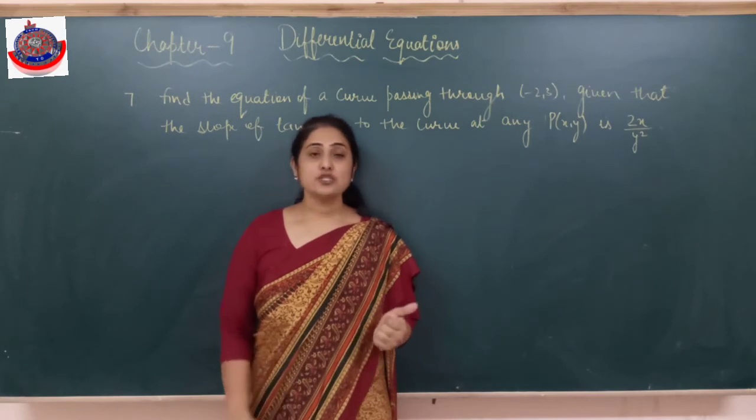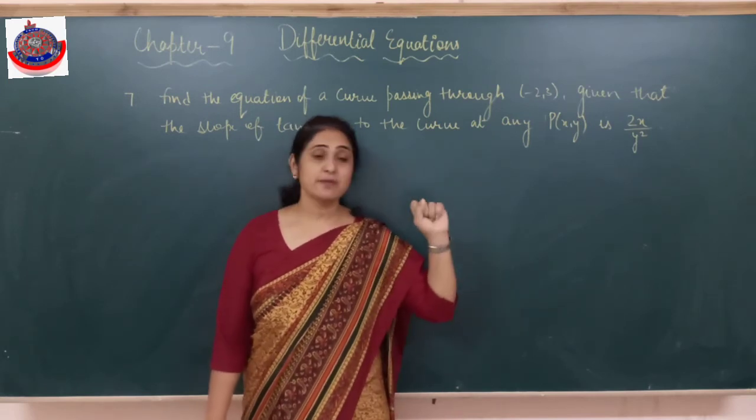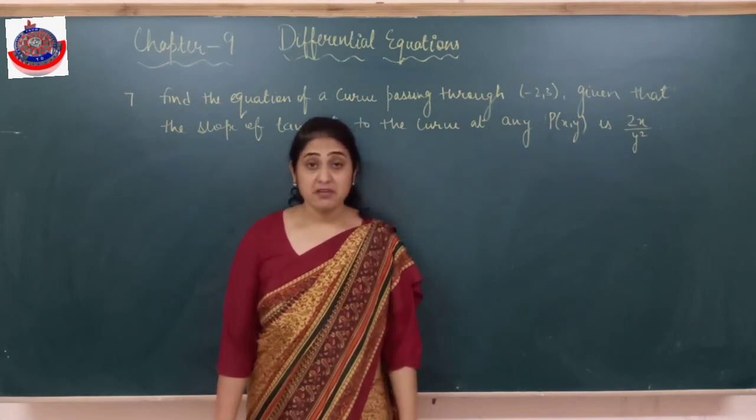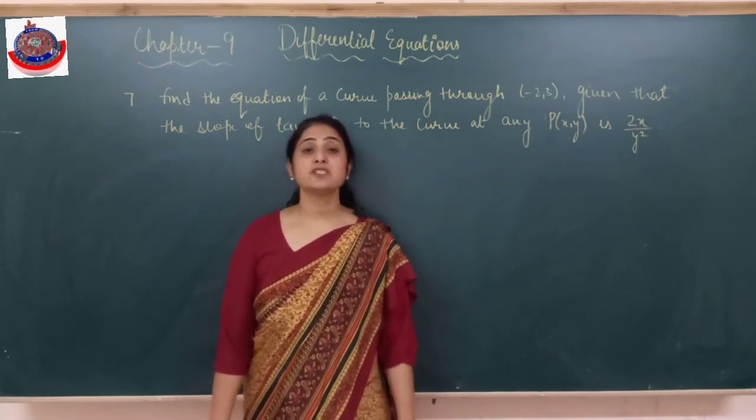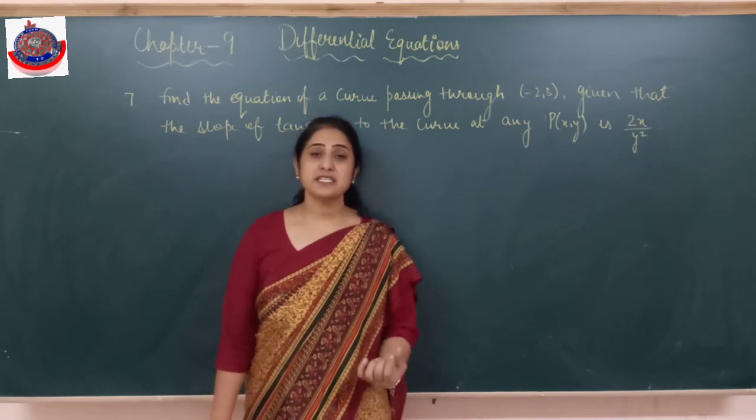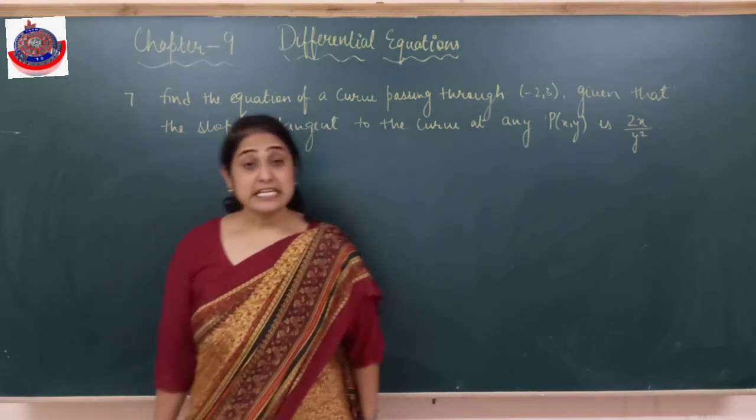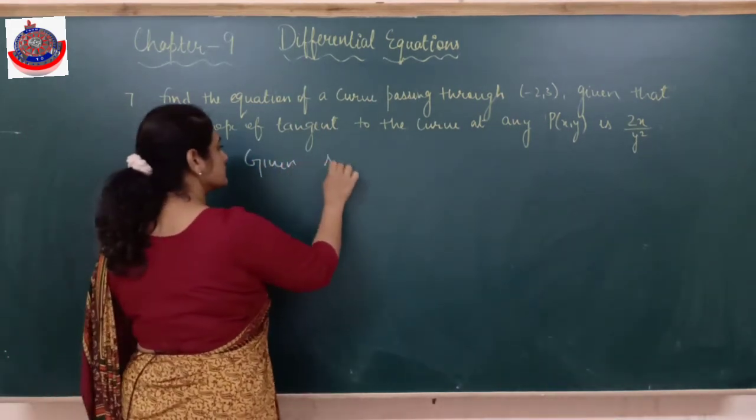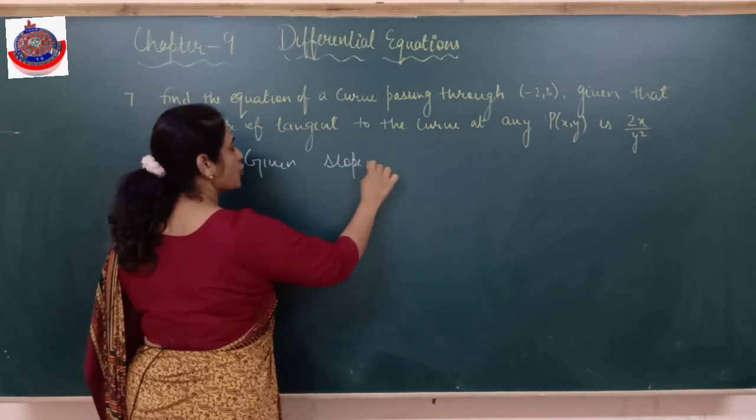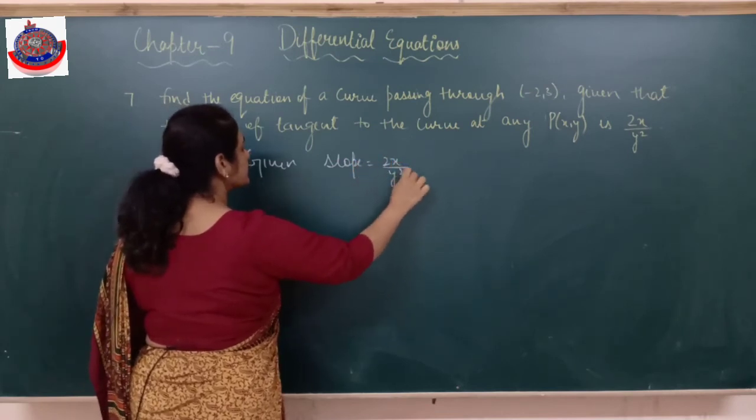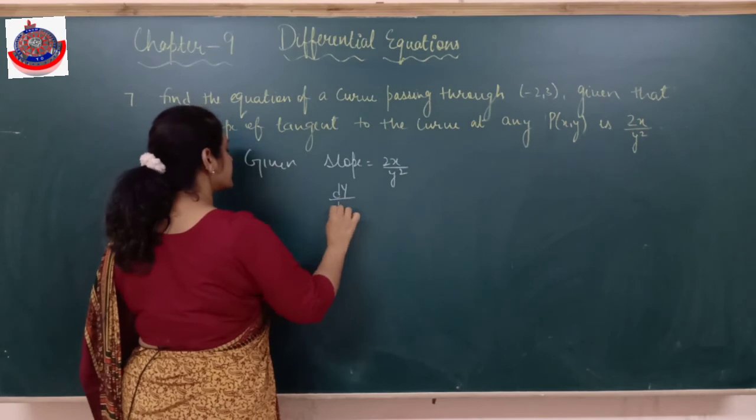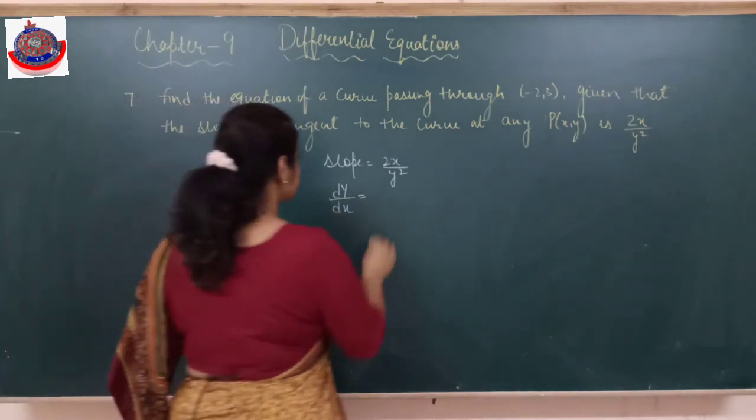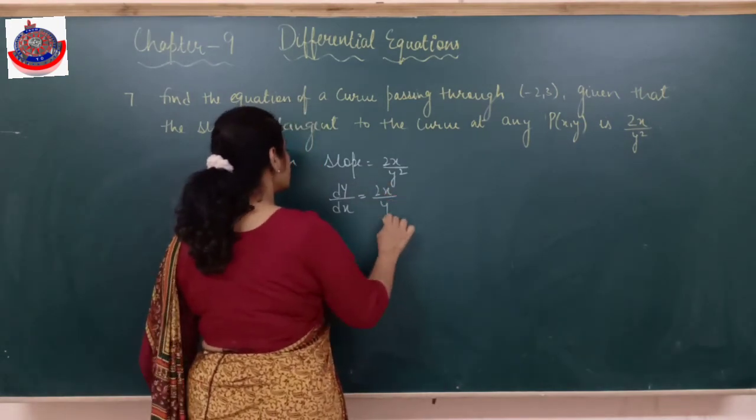Now it says the slope of the tangent is given to be 2x upon y square. What is the slope of a tangent? You all have done this in application of derivatives, in differentiation. The slope of the tangent to a curve at any point is represented by dy upon dx. That is what is given to me. So that means I got a differential equation.